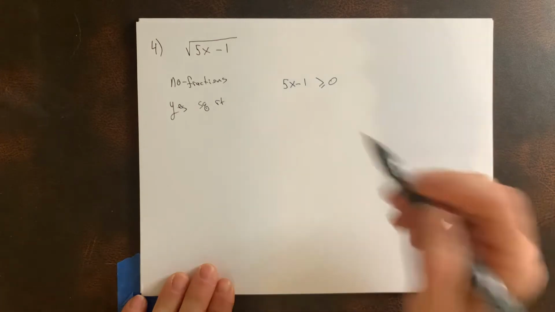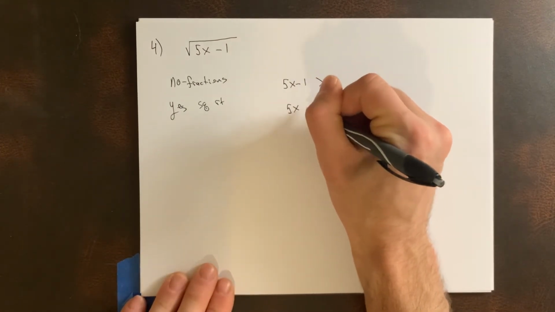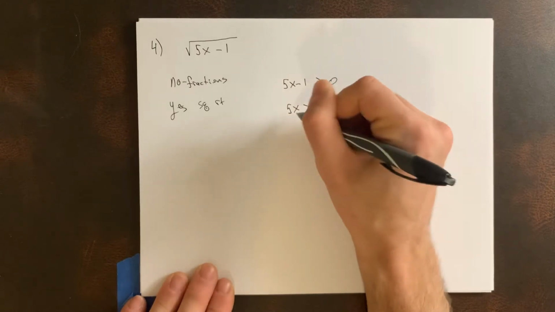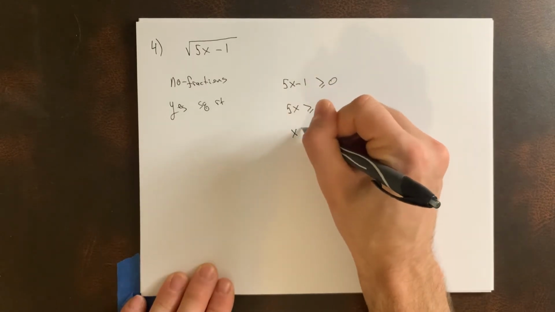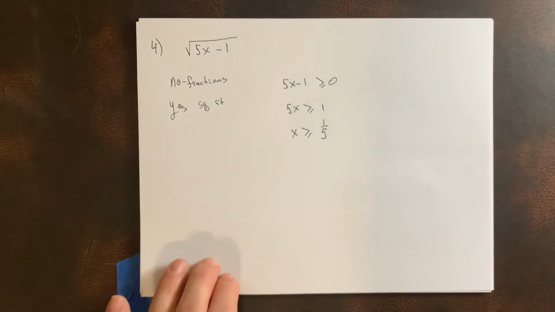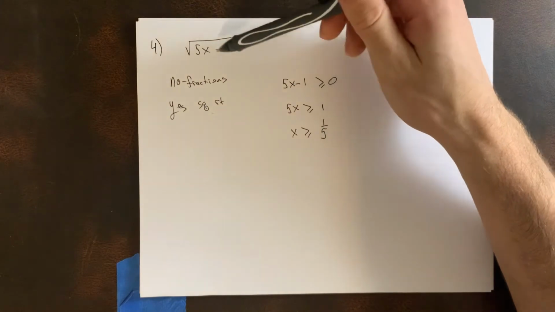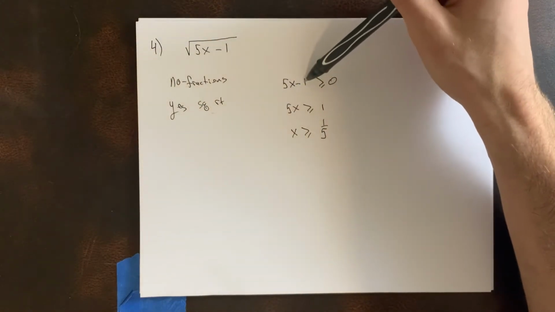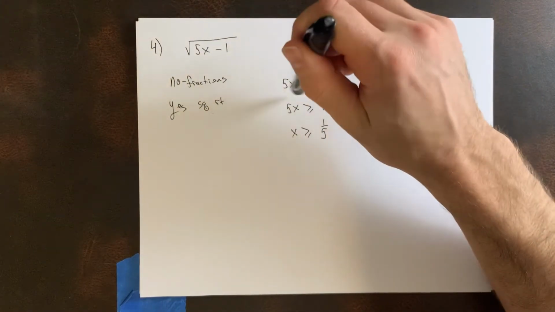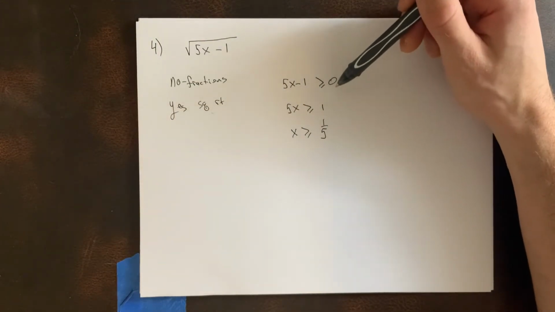And now we're just going to solve for x. We can add this one over, so we get 5x is bigger than or equal to 1. Divide by the 5. X is bigger than or equal to 1 over 5. So remember, what are we looking for here? When we have a square root, we can't have the inside being negative. We want our inside, this 5x minus 1, to be a positive number or bigger, just bigger than or equal to 0.